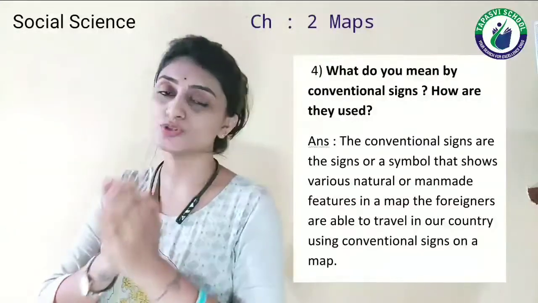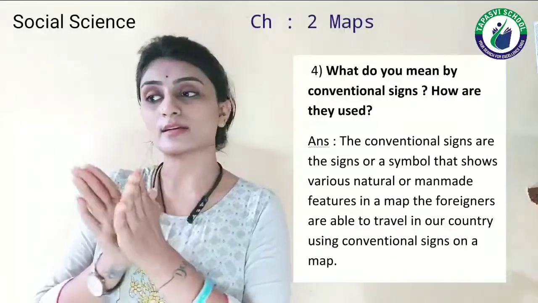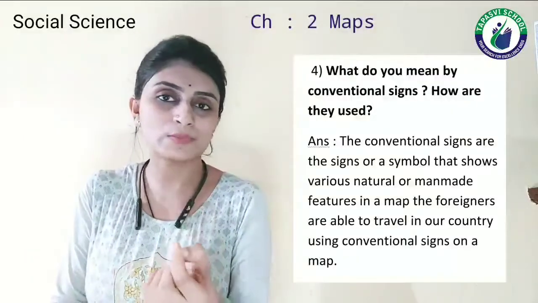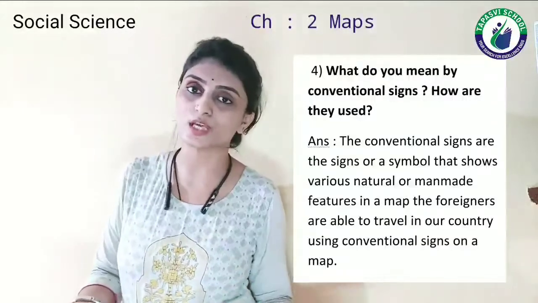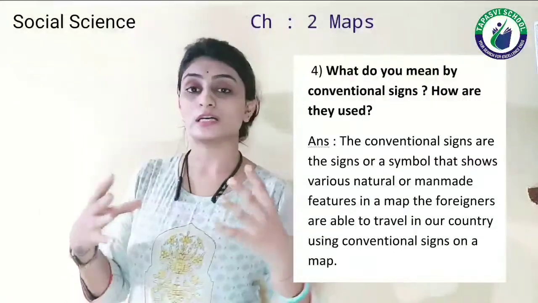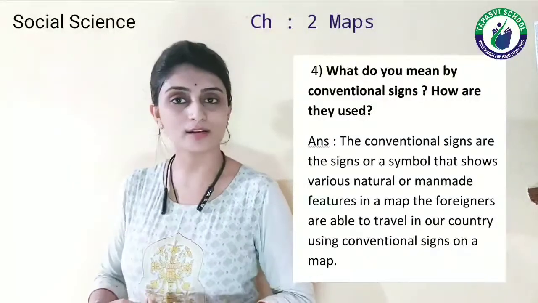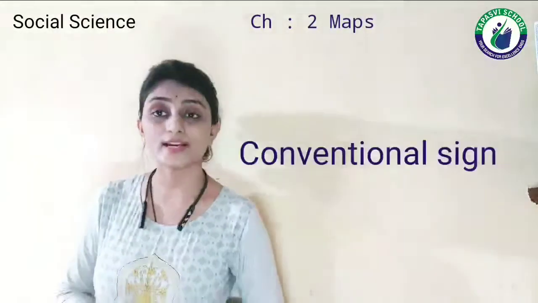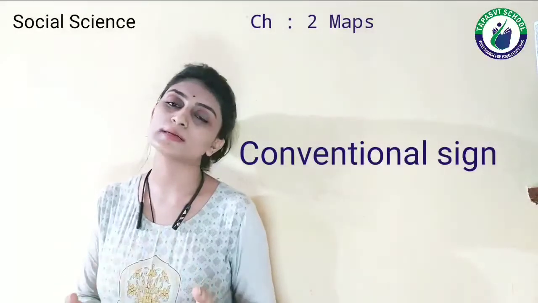This is also helpful for foreigners, because every country has different languages, but the conventional signs are the same in each and every map, in each and every country. So with the help of signs, it is easy for foreigners to travel in other countries and unknown places. There are different kinds of conventional signs that show different places, like these.